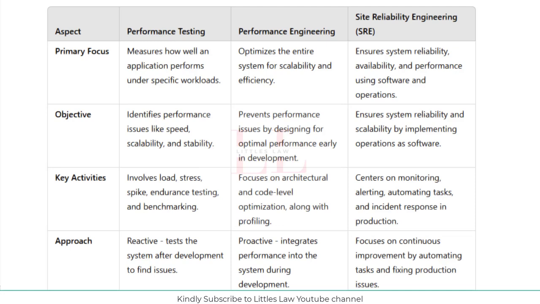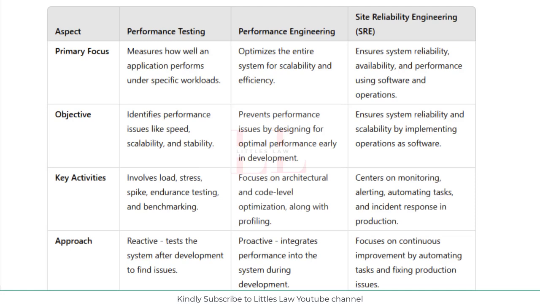So, he has to optimize, he has to jump in and find the architecture and code level optimizations along with profiling. So, if you're someone who wants to change your career path from performance tester to performance engineering, you have to get involved in the development as well, in the architectural part. And then the last one, which is the site reliability engineering.